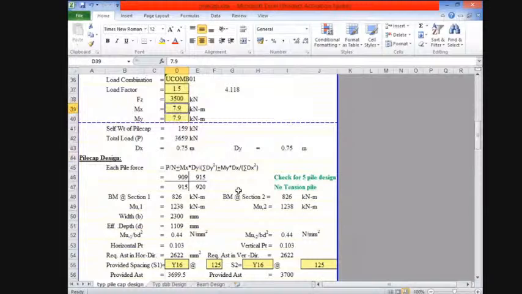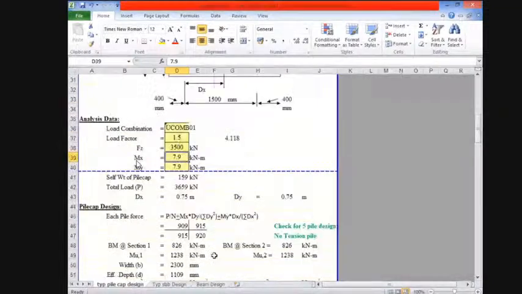Likewise, when you are calculating the number of piles itself, you have to take some extra 15% of load, because you don't yet know the self weight of the pile cap. Those details you won't know earlier. In that case you need not revise your design, otherwise you have to redo it again and again. To avoid that redo, take extra capacity beforehand and check how many piles are required. So no tension pile is required.